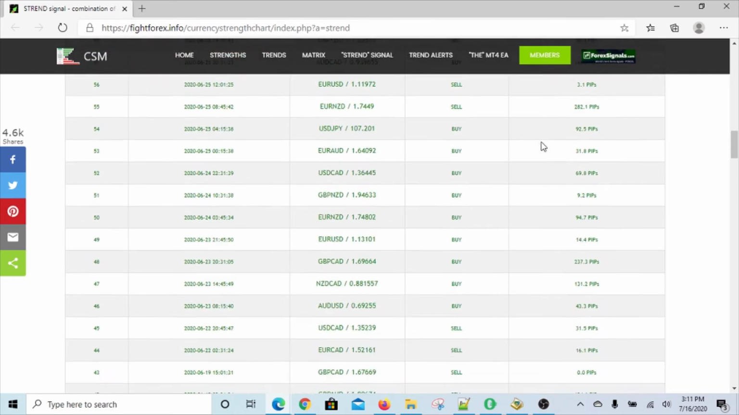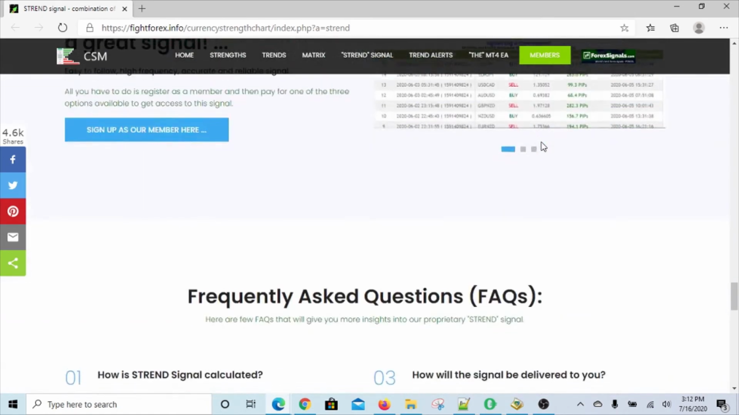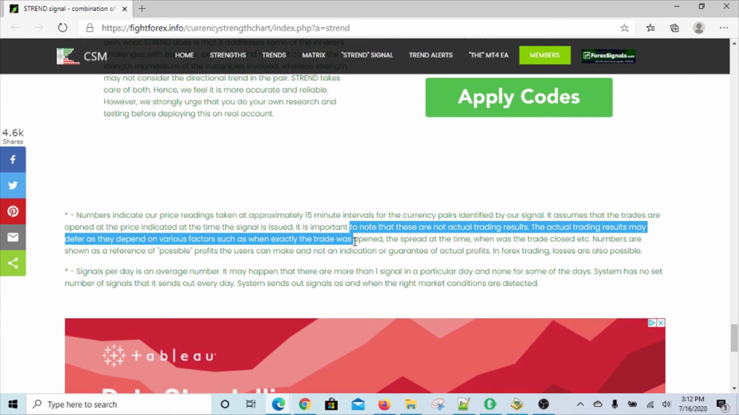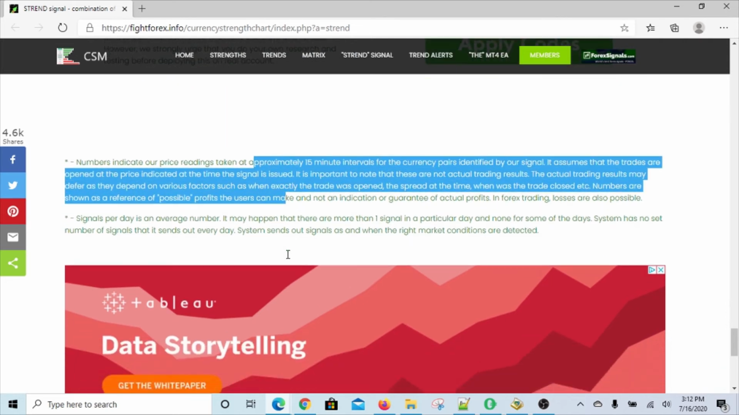The actual gain, as explained in the disclaimer at the bottom, can be different for you depending on where exactly you open the trade, etc. Right? So that's very important for our users to note to really understand the signal.